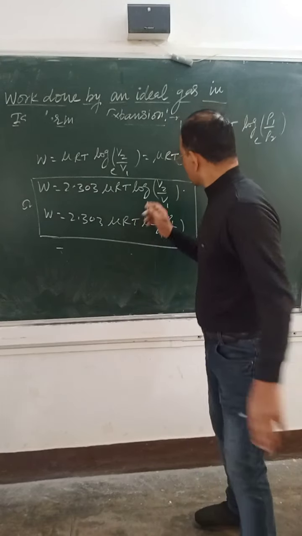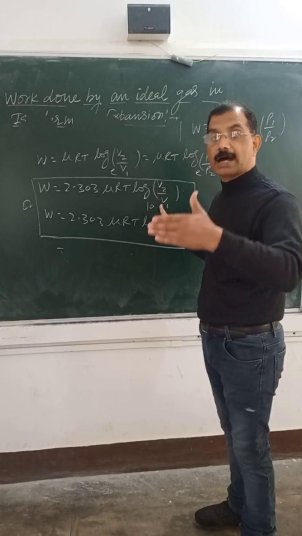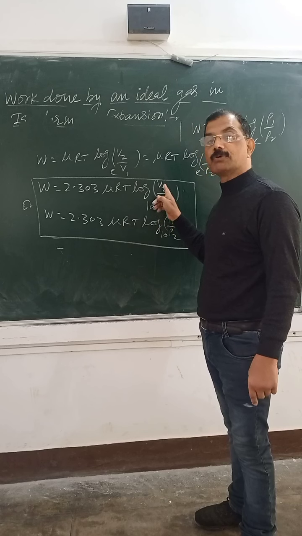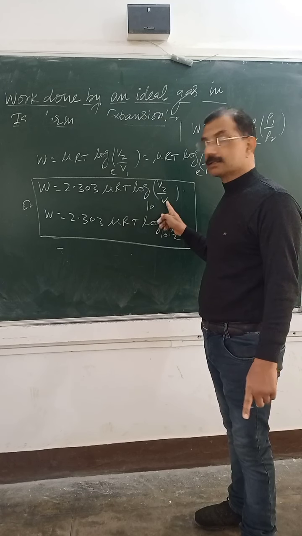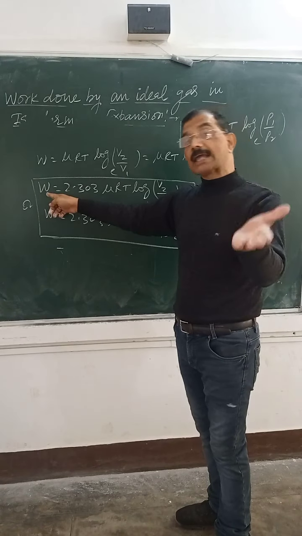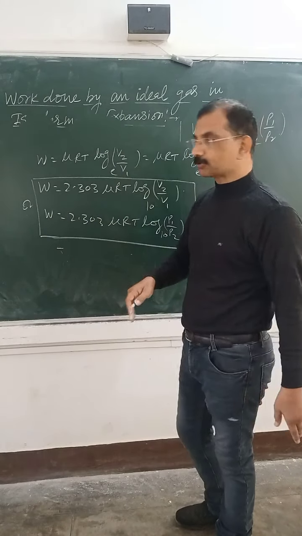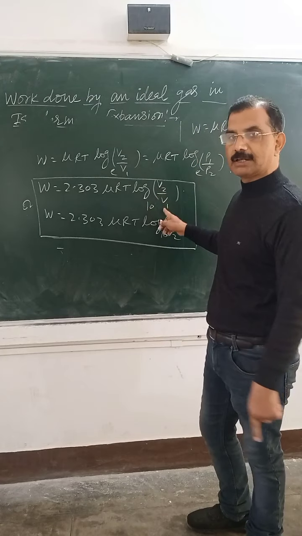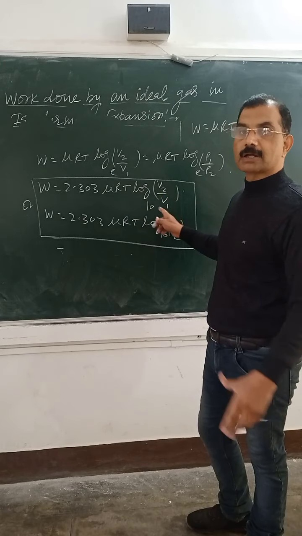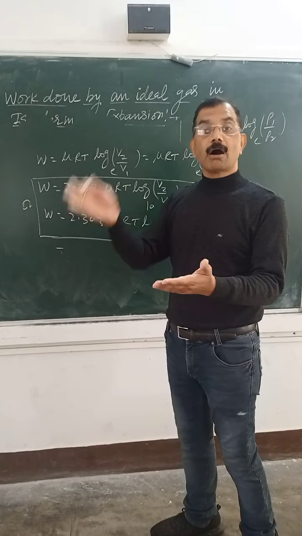And remember this, if v2 is greater than v1, which means expansion is taking place, final volume is greater than initial volume, then when v2 upon v1 is greater than 1, the work done will always be positive, and positive work done means work done by the gas. This means expansion is happening. But suppose compression takes place: in the case of compression, when V2 is less than V1, then the log of V2 by V1 will come negative, which means the work done will come negative, and negative work done means work is done on the gas.